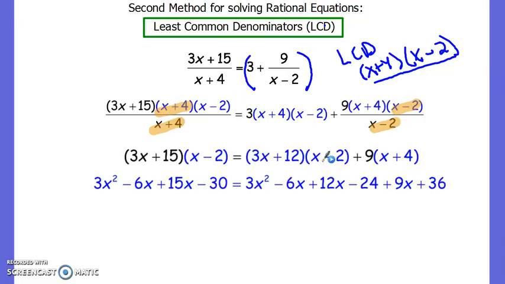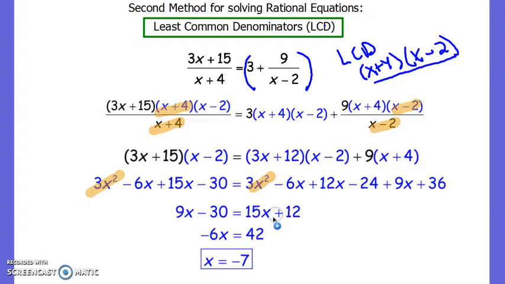So a little bit of FOIL on the left, FOIL in the middle here, a little distribute on the right. I know that's a lot of terms, but again, if you take a good look at it, we can take 3x squared and subtract it on both sides. You can combine some like terms on each of those sides, and you'll actually end up getting 9x minus 30 equals 15x plus 12. Again, a couple of quick moves, subtracting my 15x, adding my 30, and divide by negative 6, and you'll end up with negative 7. Again, check that answer, but it will end up working. And that's your main idea for large rational functions.